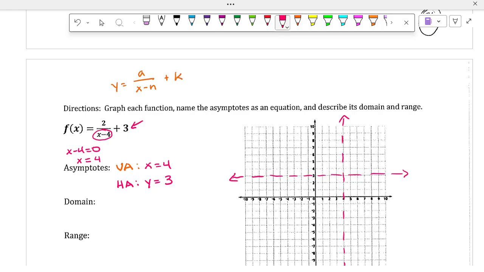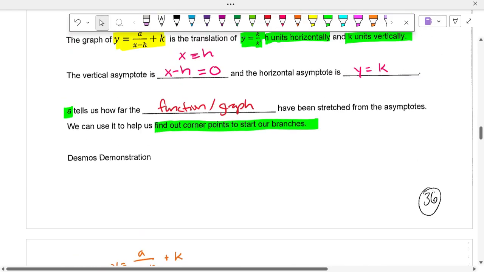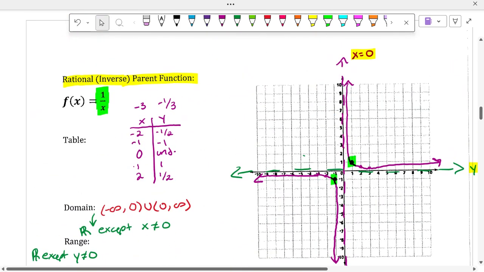Now, I then am going to find my corner points. And that's going to be based off of your a value. So just like how I said you want to find your perfect cubes, you want to find what value of x would make it so if you evaluate this fraction, you would get 1 or negative 1. Why is that? Because if you look at the parent function, our corner values for x are at negative 1 and 1.